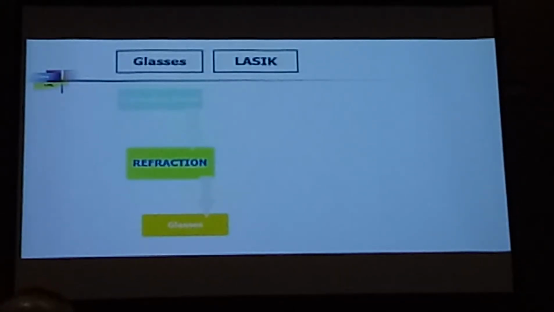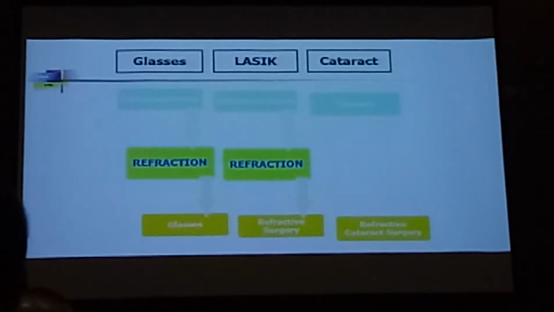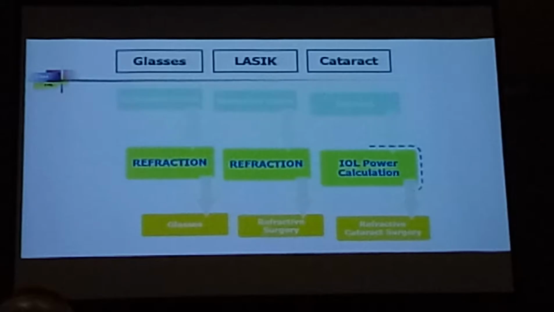If you think about it, when you prescribe patient glasses or do refractive surgery, we refract the patient and give the patient glasses. When we do LASIK, they have refractive errors, we do refractions, and we do refractive surgery. Therefore, when you remove a cataract, to have a good outcome it is not just the surgery, and especially today when we are doing refractive cataract surgery, our power calculation is very, very important.